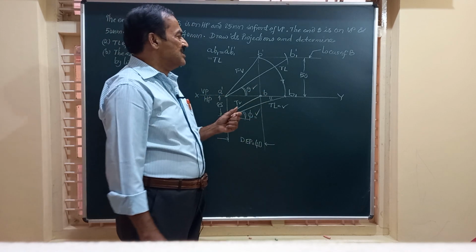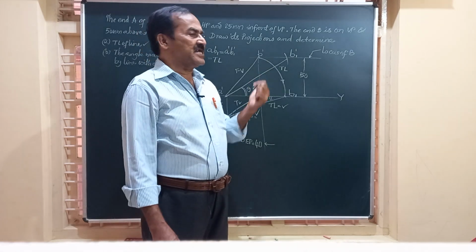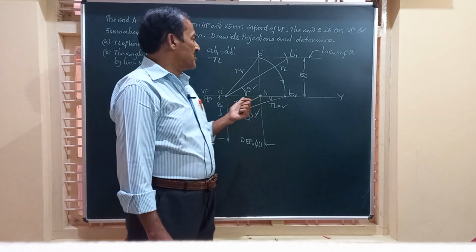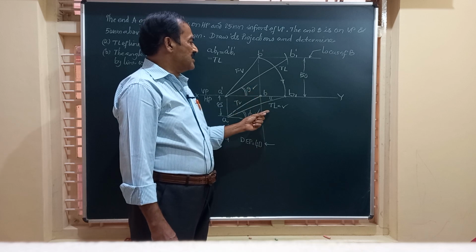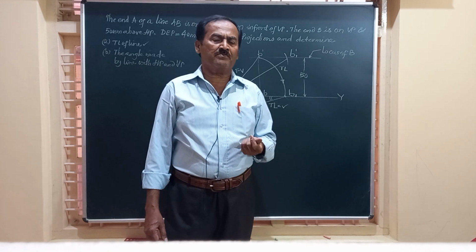And hence, friends, we have completed the projections of this straight line AB, and we have got the true length of the line and also the inclination made by the line with VP and HP.